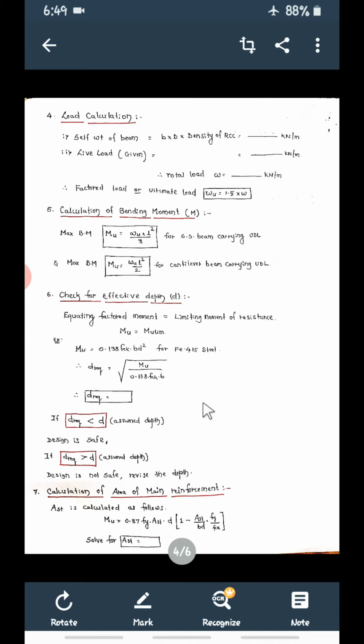Right, so this is another important step. Now after checking the depth, the next important thing is you have to calculate the area of main reinforcement. That is the main steel provided at the bottom. How are we going to calculate? We know this Ast is calculated as follows. Mu we know. So the ultimate moment of resistance, Mu is equal to 0.87 fy Ast d into bracket 1 minus Ast upon bd into fy upon fck. So solve this equation, you will get the area of main steel, that is Ast.